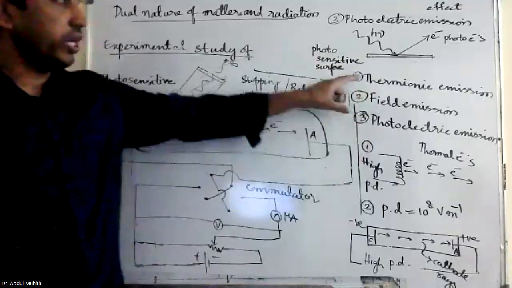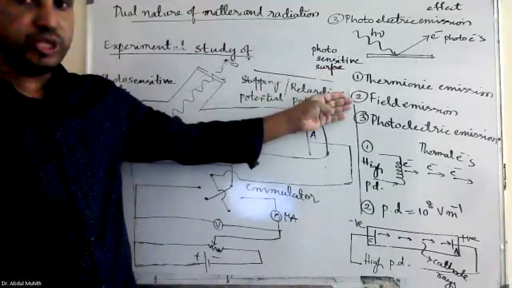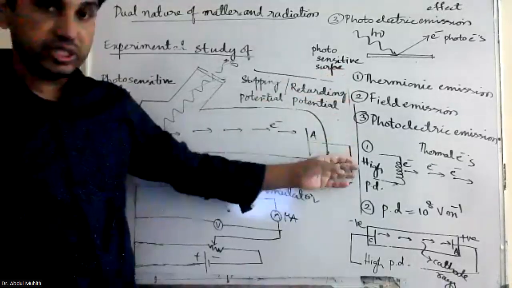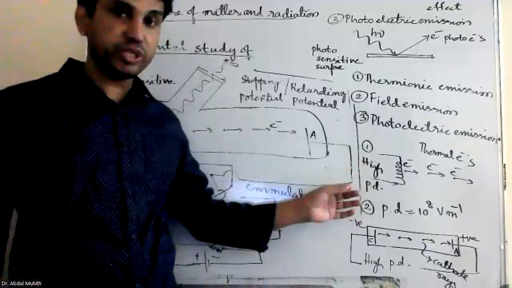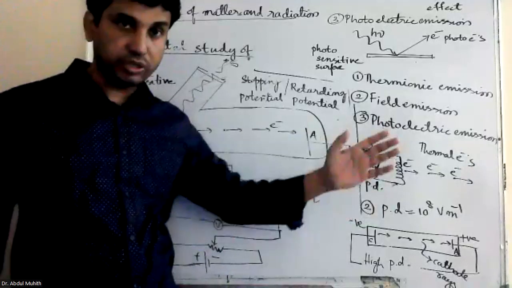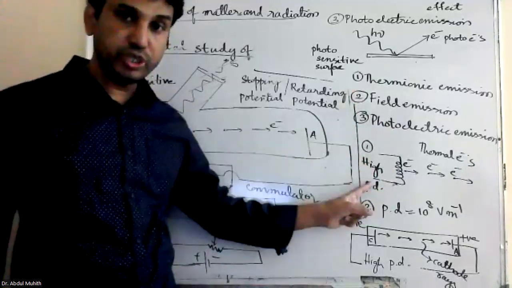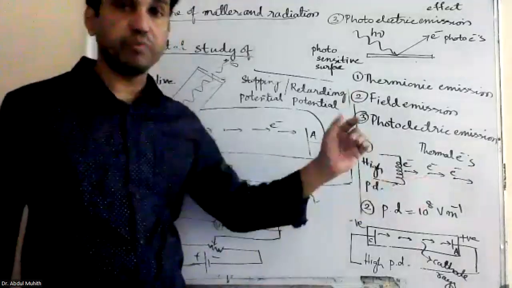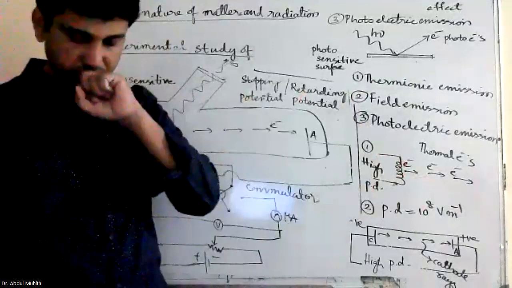Once again, there are three types of emission: thermionic emission, field emission, photoelectric emission. What is thermionic emission? When you take a filament and apply a very high potential difference, the filament becomes red hot and starts giving out electrons. This phenomenon is known as thermionic emission, and the electrons are known as thermal electrons. Number two, field emission.